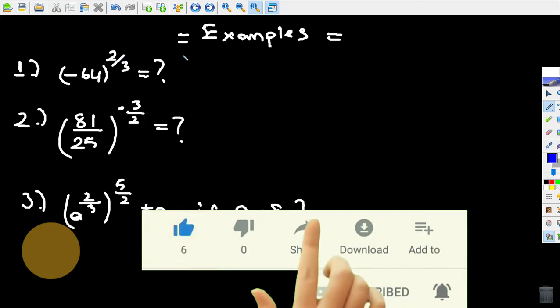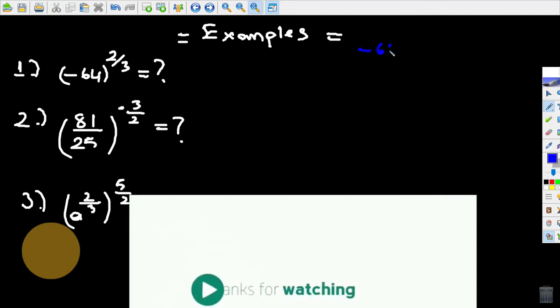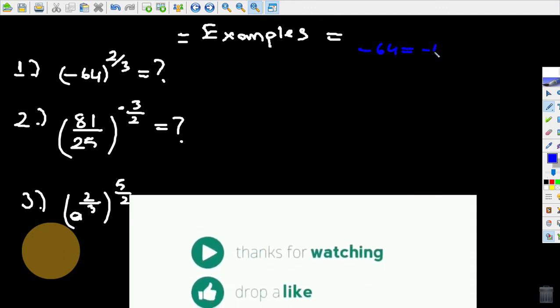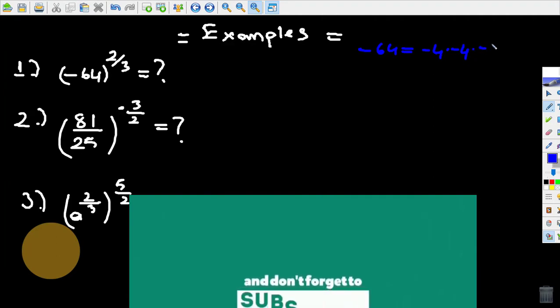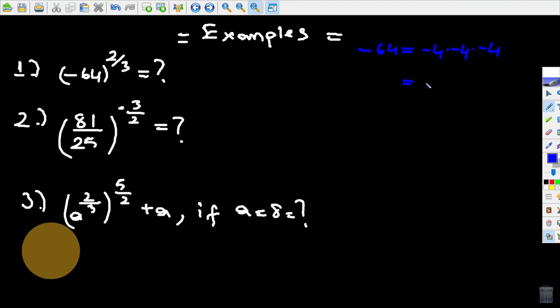Let's think about it. -64 can be written as -4 times -4 times -4. Another way, it's equal to -4 to the power of 3, because -4 is being multiplied by itself 3 times. So -4 will be the base, and how many times we multiply -4 by itself will be my power. So instead of -64, I'm going to switch it with -4 to the power of 3.